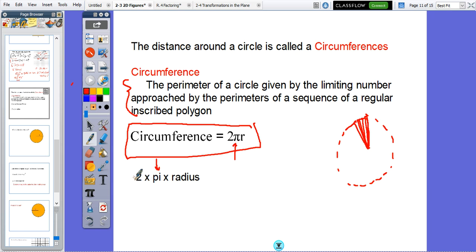As you look at this, you have 2 times pi times the radius. That's the formula we're going to use. I'm going to tell you right now, always leave your answer in pi form until the very end. If it tells you to round, don't use 3.14. Use the pi button on your calculator. It would give you a long number, and then you can figure it out from there.